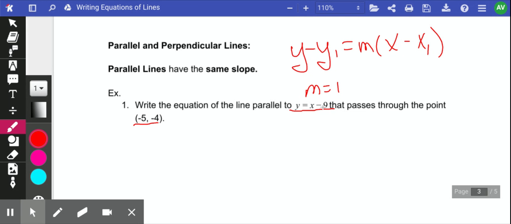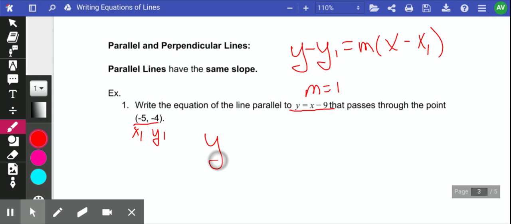What about this negative 9? Well, it's the y-intercept, but it is not anything to do with this equation. We are not doing anything with that negative 9. We forget about it. It is not important. What is important is this point. So now let's plug in the point and the slope into this formula. And of course, the negative 5 is going to be the x1. The negative 4 is going to be the y1.